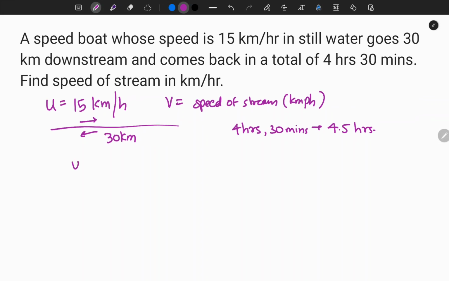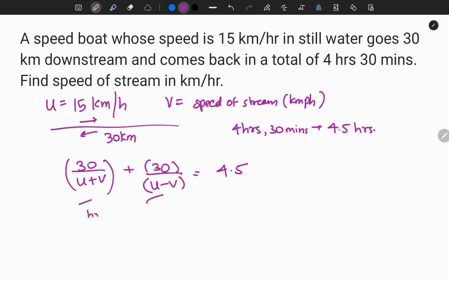The amount of time your boat will take to travel 30 kilometers downstream will be 30 upon u plus v, like we discussed before, and the time it will take to come back up is 30 upon u minus v, because now it is moving upstream, so the time is also increased because it has to put in more effort, and this will be equal to 4.5. All of these are in hours.